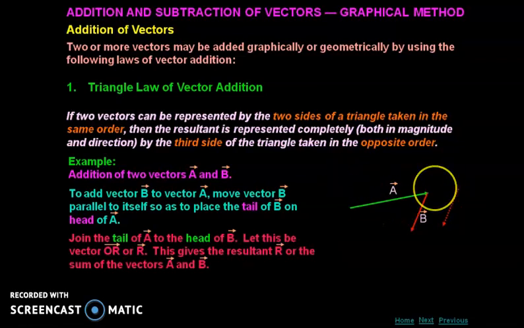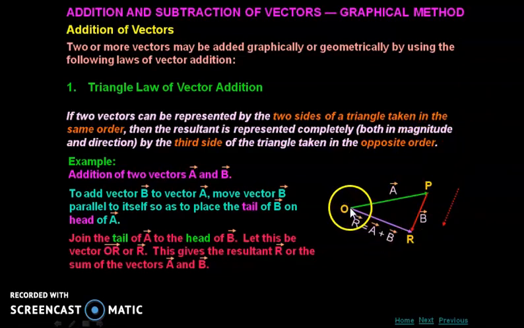Now, how can we define the resultant? In the triangle law of vector addition, the resultant is given from the initial point, or you can say from the tail of the first vector to the head of the last vector. So here the tail is point O and the head of the last vector, that is the second vector, is point R. So our resultant vector is denoted from O to R, tail to head. So R vector is given as A vector plus B vector. You can see this expression represents the addition of two vectors.